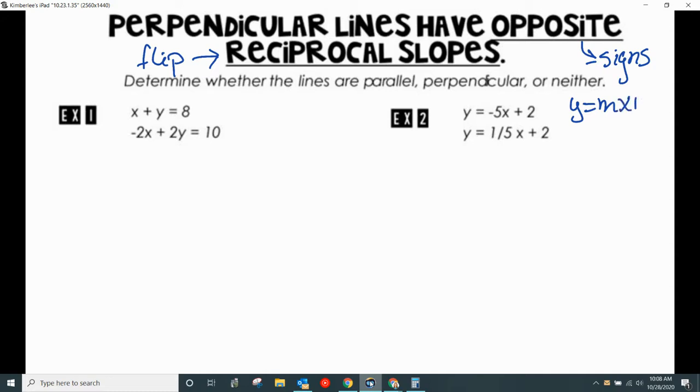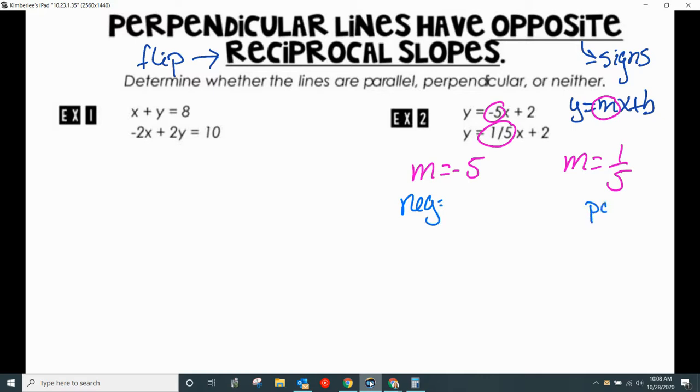So then all you have to do is look and find what number is sitting in front of x. Well, for this one, it's negative 5. So I have a slope of negative 5. For this one, I see I have a slope of 1 over 5. So I'm noticing that this one right here is negative. I'm noting this one is positive slope. So that's good. That's what I need. 1 negative, 1 positive. Now we have to determine, are the fractions flipped?